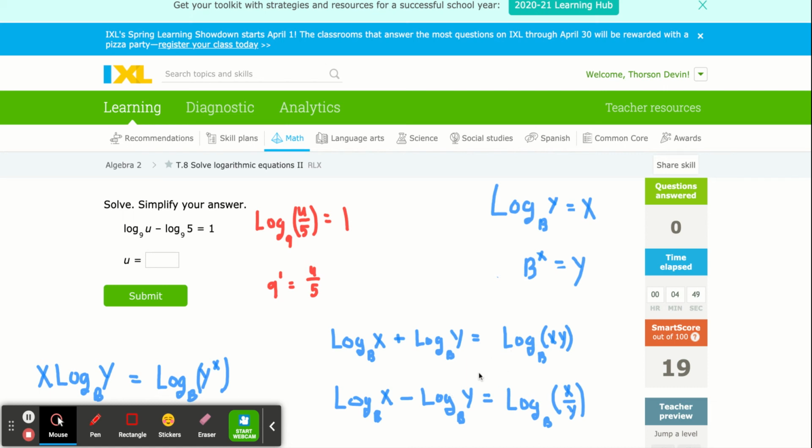Welcome. In this lesson, we are going to use properties of logarithms to solve more complex logarithmic equations. In other words, we actually have to use this difference of two logarithms property, where if we are subtracting two logarithms that have the same base, we can write it as a single logarithm of the first argument divided by the second argument, or x over y.